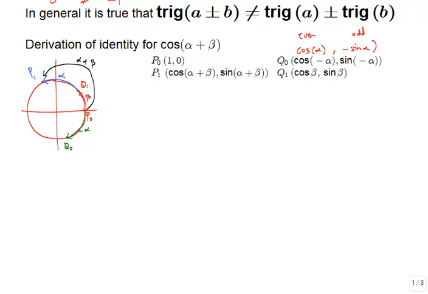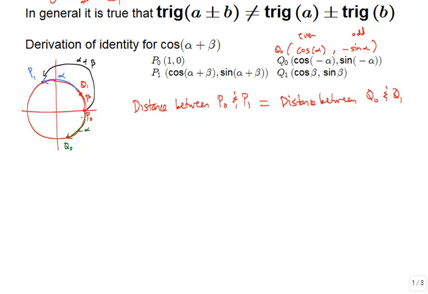So q sub 0 is really the same as cosine alpha, comma negative sine alpha. So just simplifying that a little bit. Now the next thing I want you to notice is the distance between point P sub 0 and P sub 1, so from here all the way to here, that distance is the same as the distance between Q sub 0 and Q sub 1, from here to here.